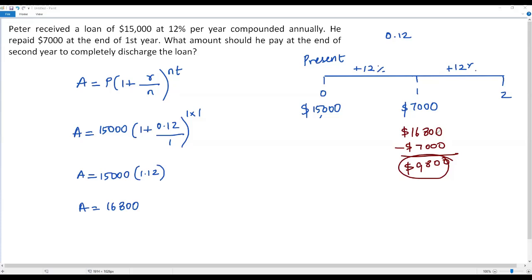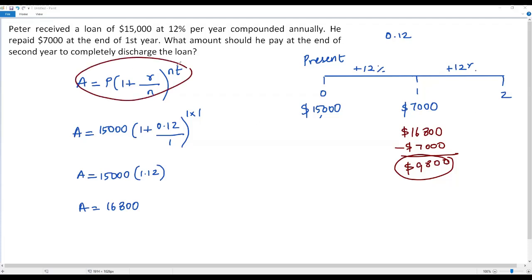But he is going to completely discharge the loan at the end of the second year. So for that, we have to find the value of this loan amount, $9,800, for the next 1 year. Since it's compound interest, every term the principal will change. At the end of the first year, the balance loan amount is $9,800. So this is going to be the principal for the next 1 year, that is, before the end of the second year. Now we have to find the value of this loan amount, $9,800, at the end of the second year. That is for this 1 year time period.